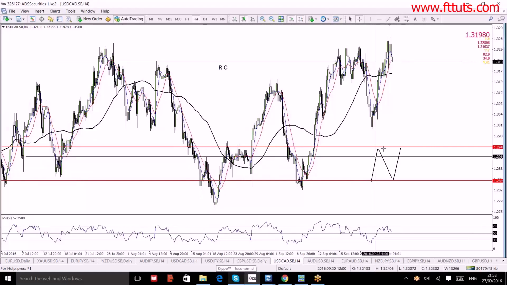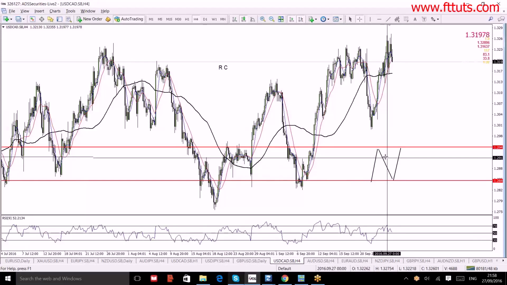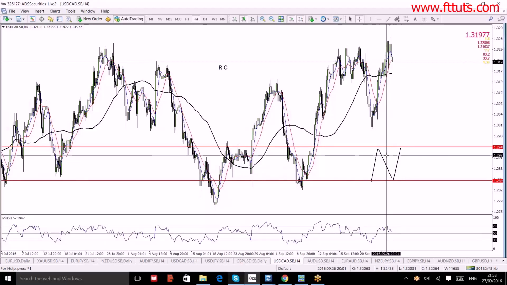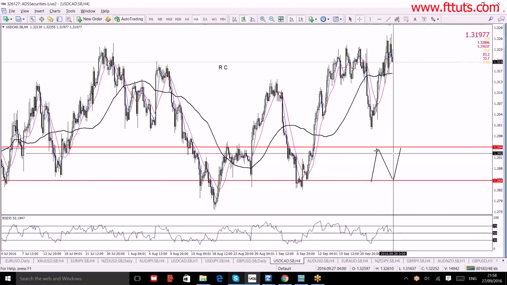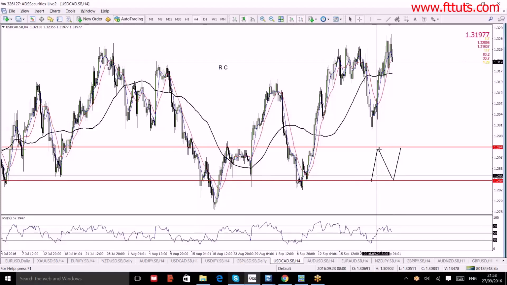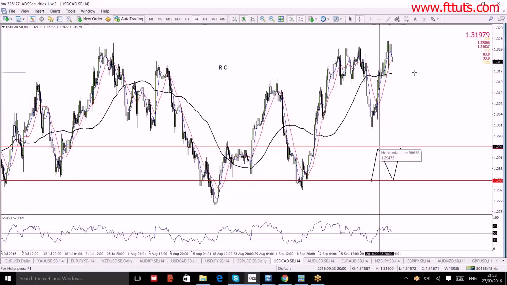Now this is a reversal. Anyways, so this is a reversal. Reversal is simple, guys. The price rises, it fails to break a certain level, and it reverses. Simple.